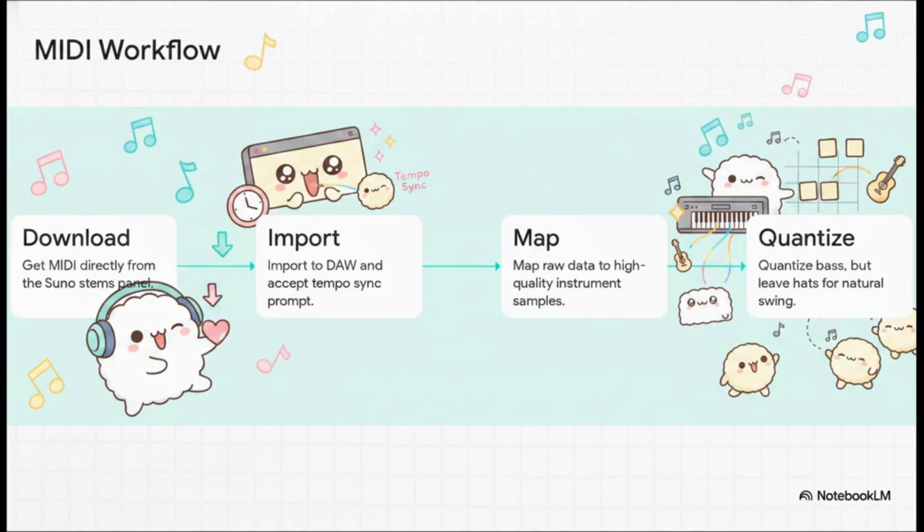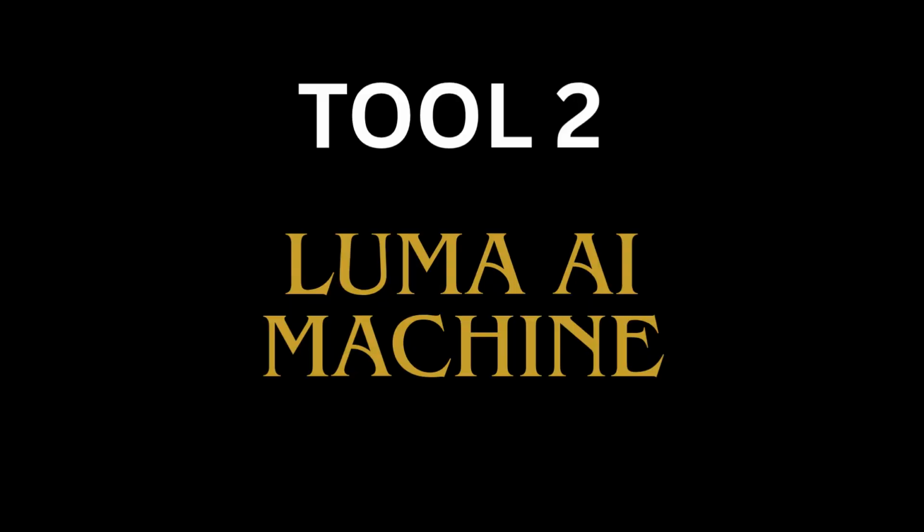And here's a pro tip for you. Quantize your bass and synths so they're perfectly tight to the grid, but leave elements like the hi-hats unquantized. That retains the AI's natural human-sounding swing and groove.